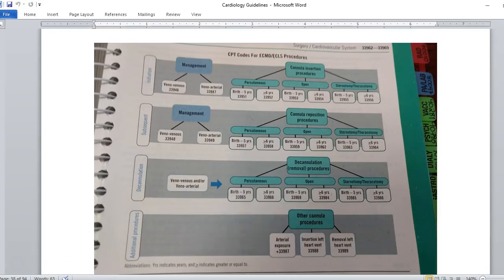Now again, we have another table. If you like the table, use the table. If you don't like the table, don't use the table. I like this table. I think it's really helpful. So this might be a page you want to tab that says, just ECMO. Or you could look up extracorporeal membrane oxygenation in the back of the book and get to this section as well.